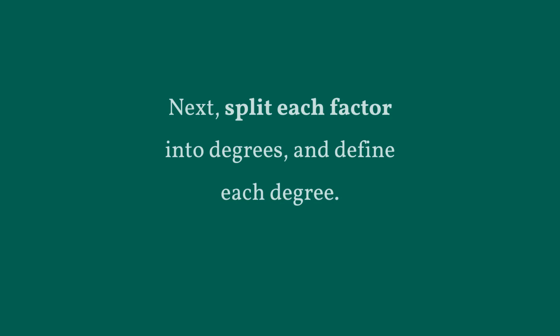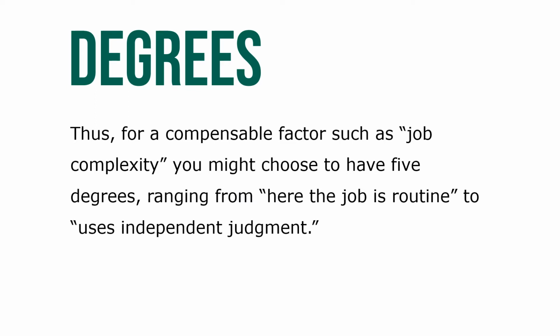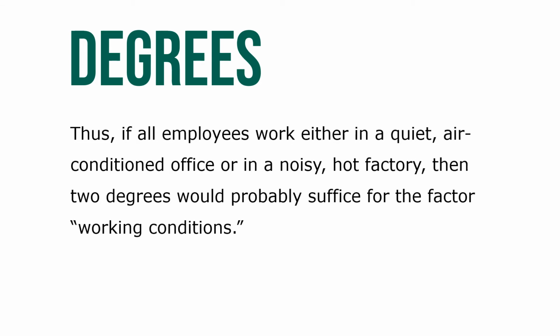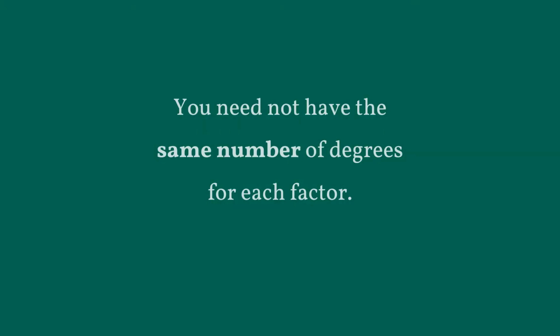In job evaluation, we need to split each factor into degrees and define each. Thus, for a compensable factor such as job complexity, you might choose to have 5 degrees, ranging from a job that's routine to one that uses independent judgment. The number of degrees usually does not exceed 5 or 6, and the actual number depends mostly on judgment. Thus, if all employees work either in a quiet, air-conditioned office or in a noisy, hot factory, then 2 degrees would probably suffice for the factor working conditions. You need not have the same number of degrees for each factor.